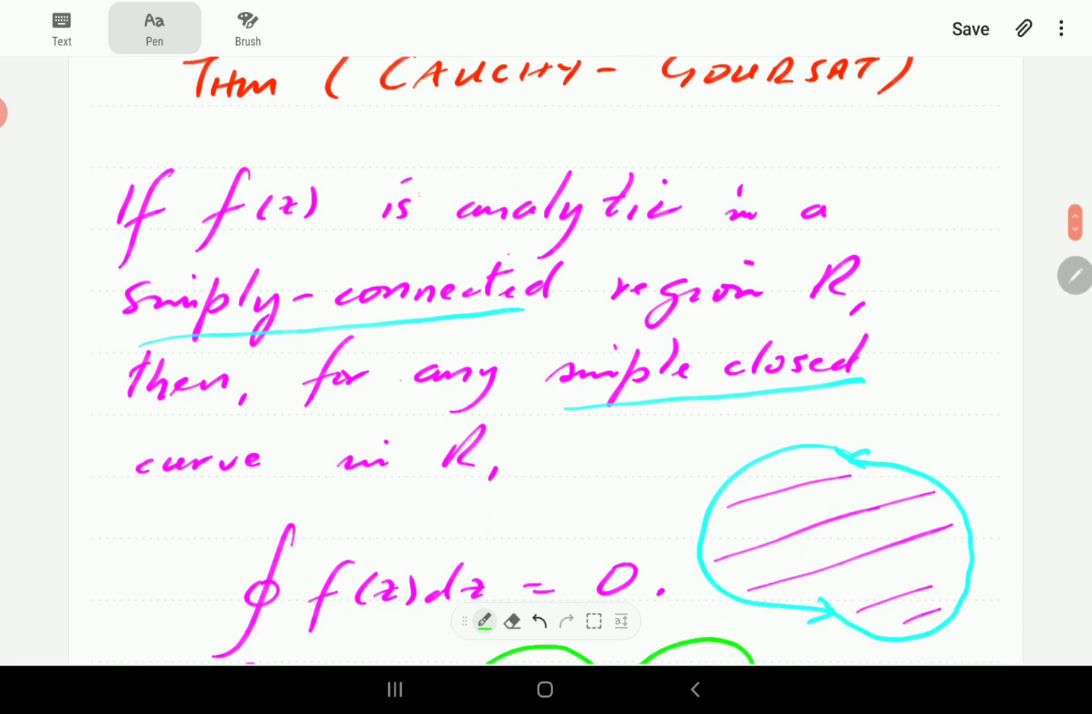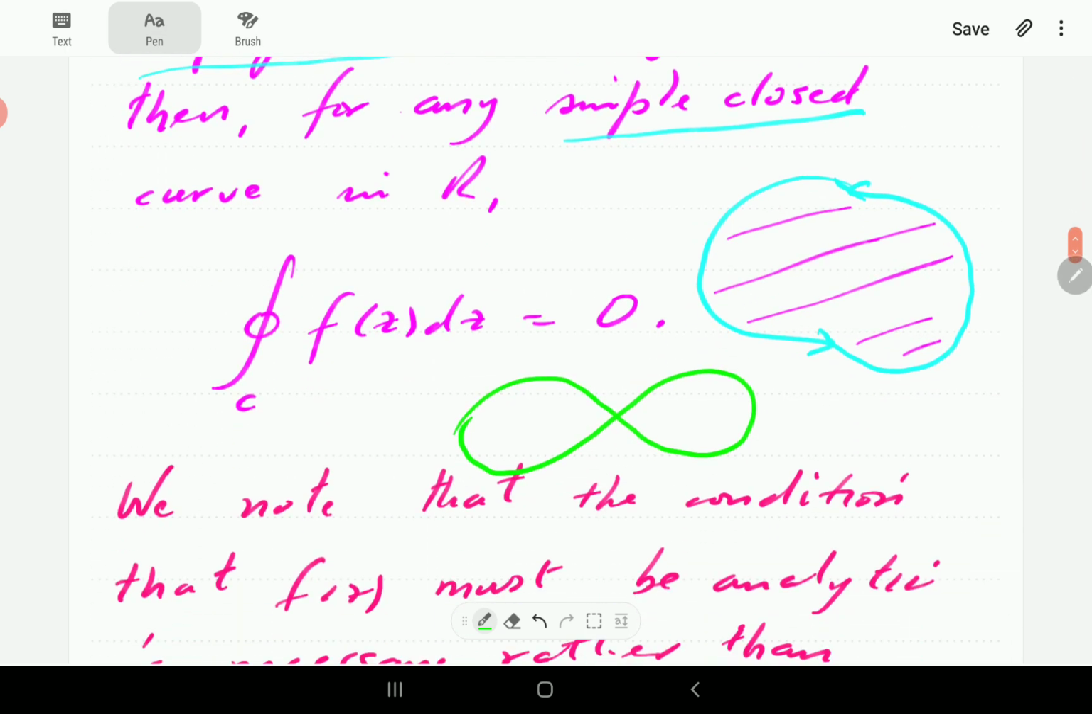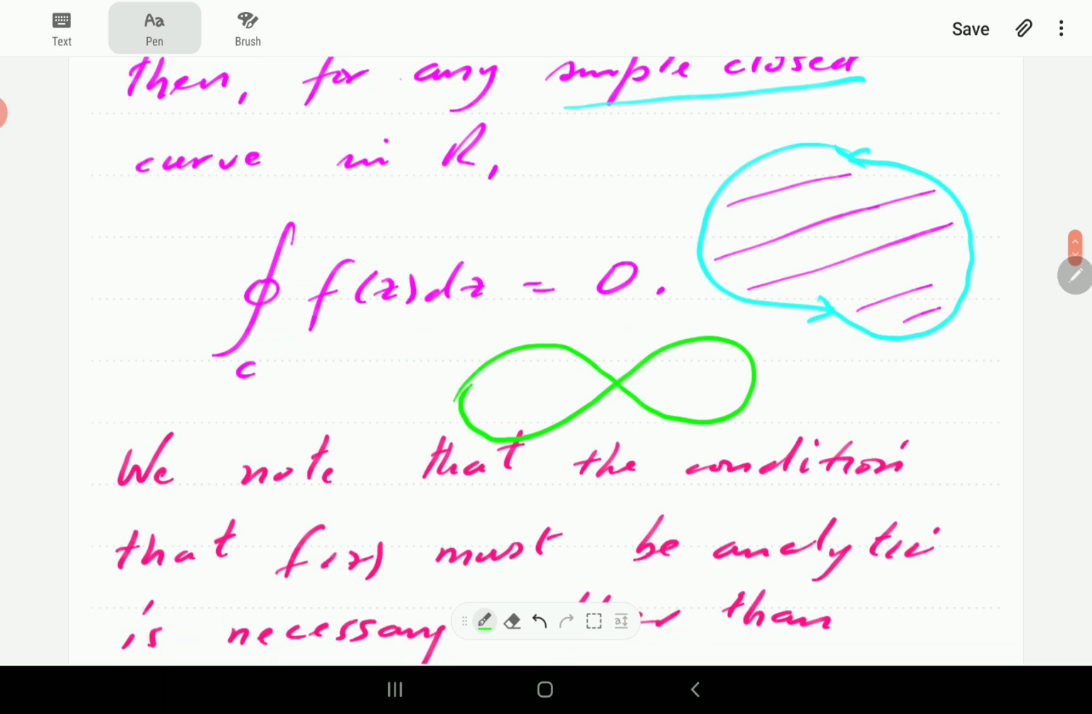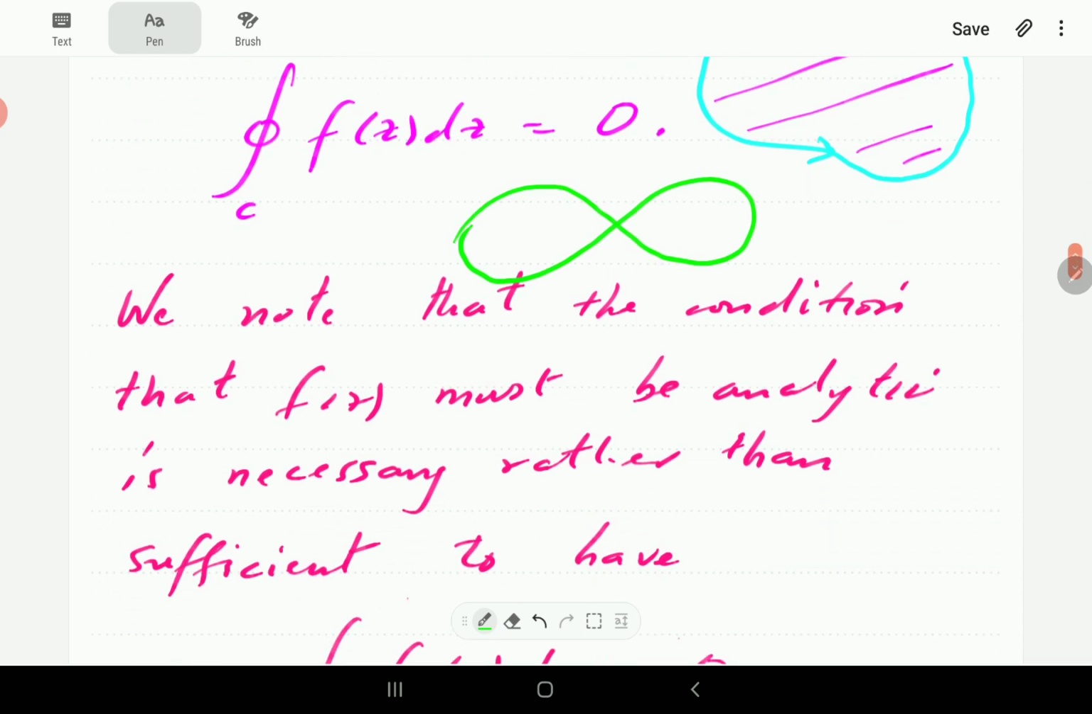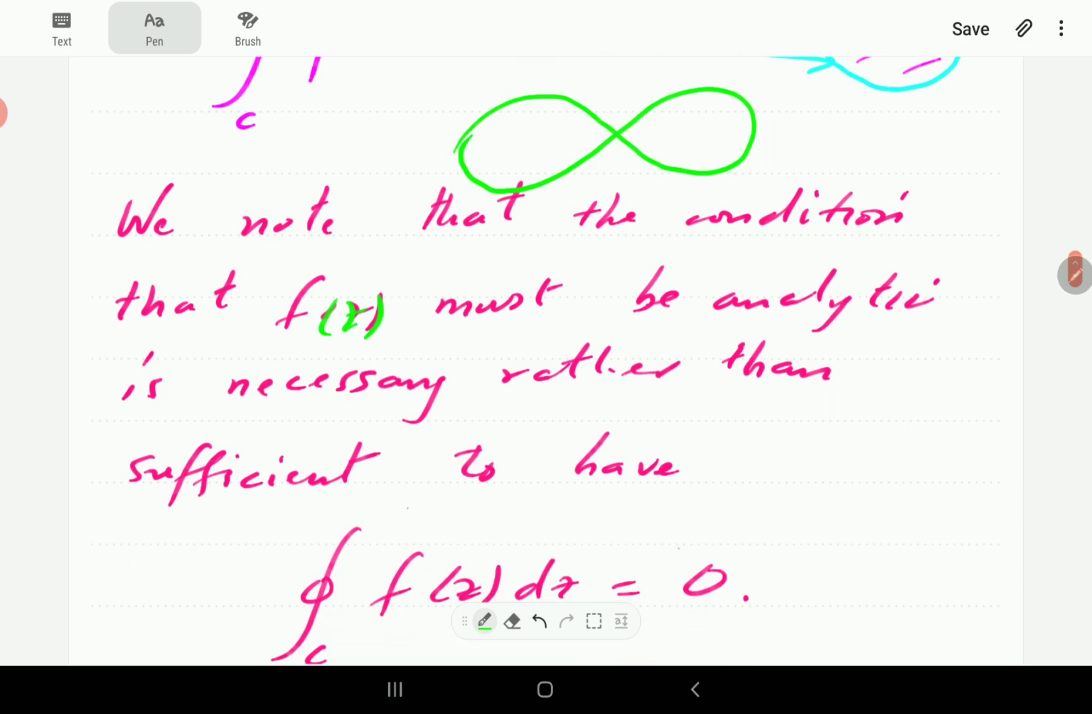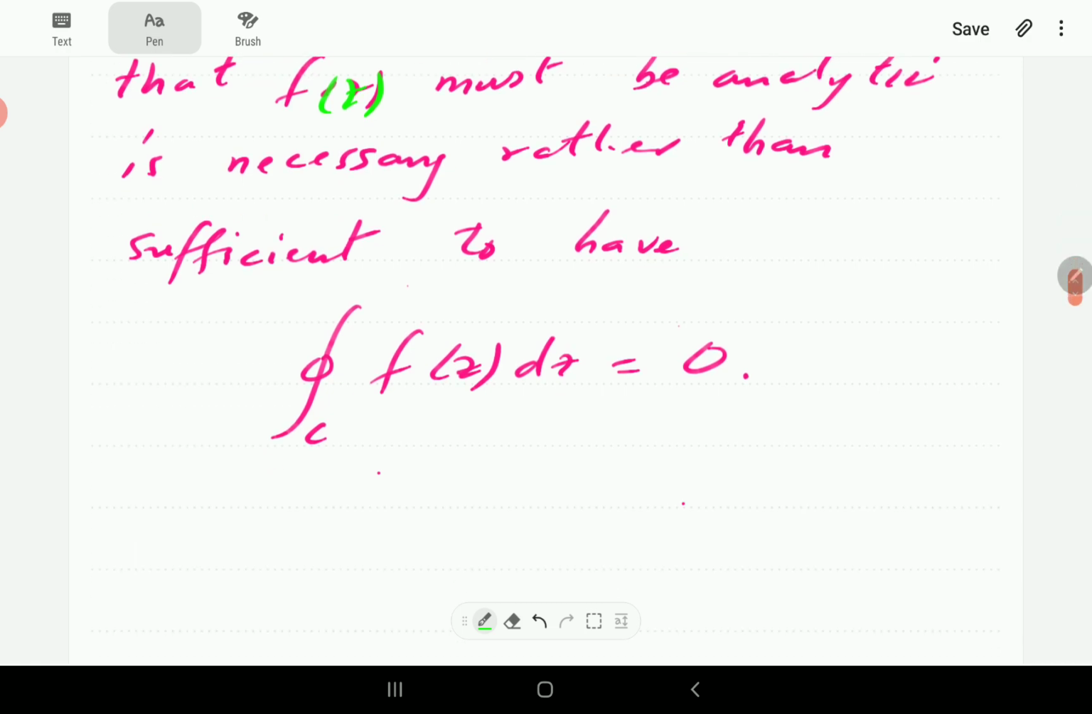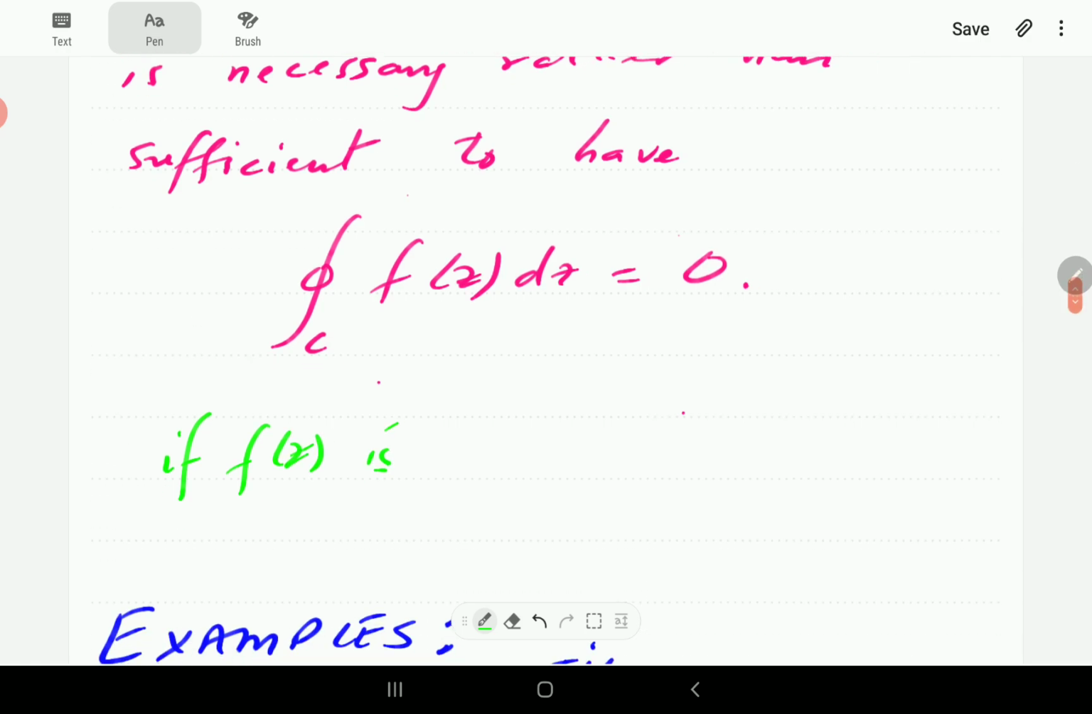Cauchy-Goursat or Cauchy's integral theorem is all concerned with the case where the region we're talking about is simply connected, and it says the integral around a simple closed contour is always going to be 0 if f is analytic. We note that the condition that f of z must be analytic is sufficient rather than necessary to have this. What this means is that this is a one-way implication statement.